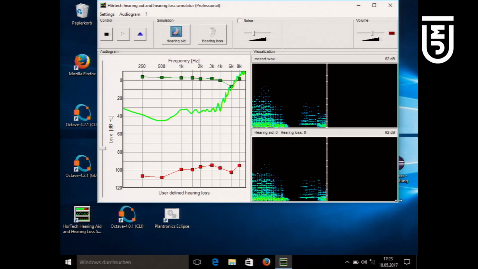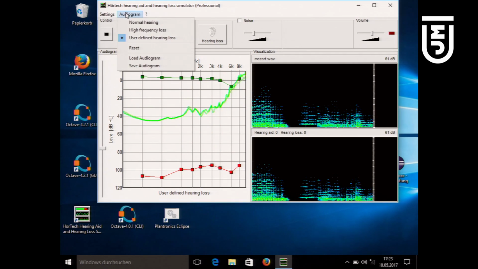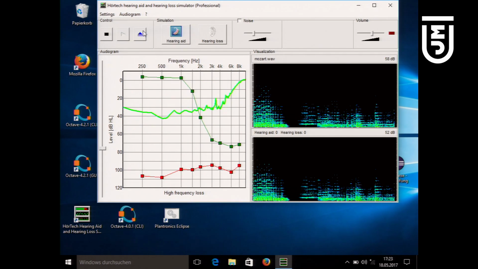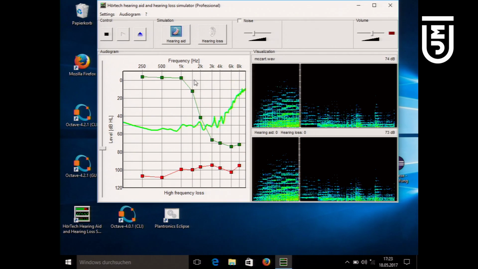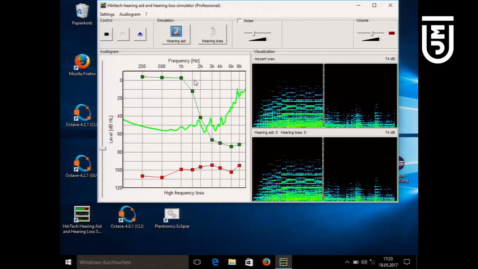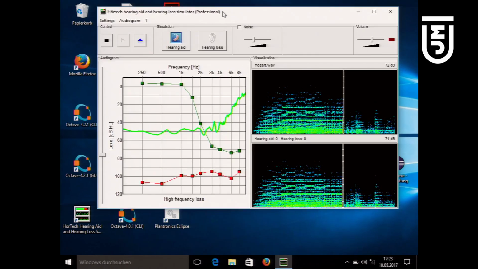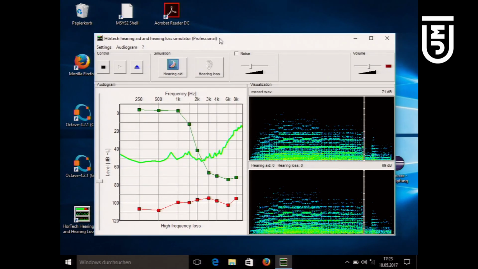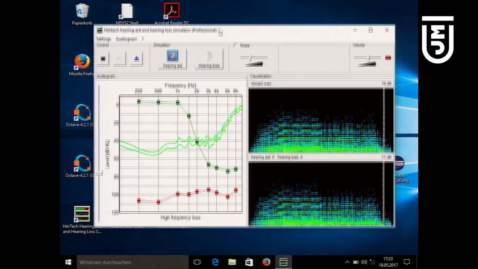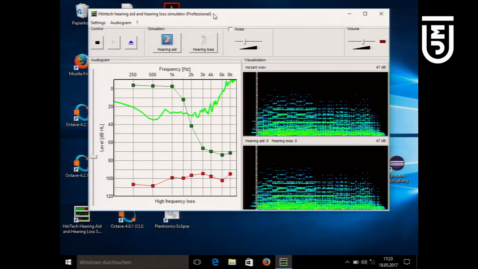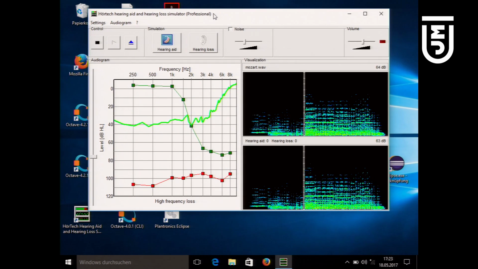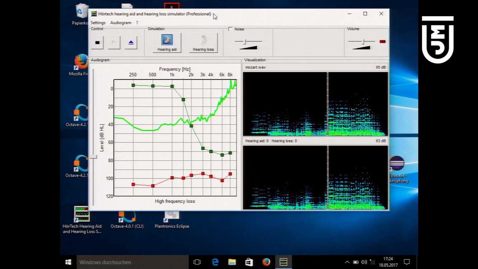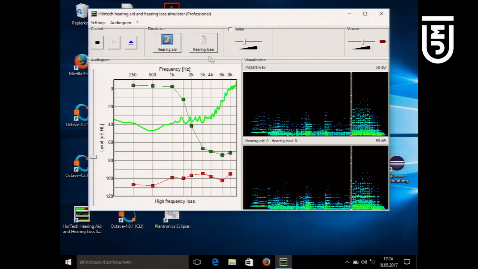So you see here currently the audiogram of a normal hearing person. I will now switch to the audiogram of a hard of hearing person. This is again a high frequency hearing loss. And currently the simulation is not activated. That's why the upper spectrogram and the lower spectrogram are basically identical, so you can hear what's playing. At least I thought you could.